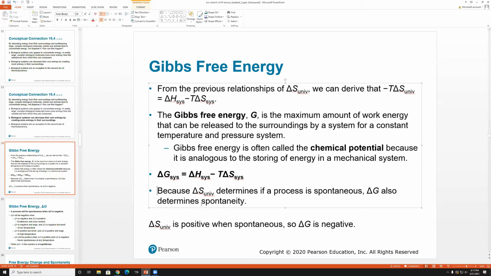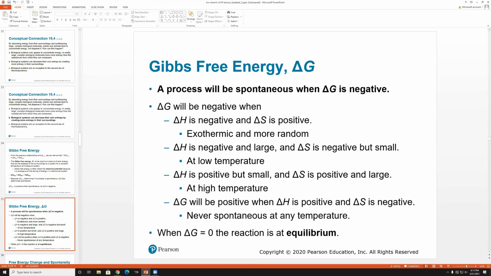And what we can say is that when delta G is negative, it's spontaneous. When delta G is positive, it's not spontaneous. That's a key thing. And we can also say a lot of other things. Delta G will be negative, meaning it's spontaneous, when delta H is negative and delta S is positive, meaning it's exothermic and random. That makes sense. Energy is being released and it creates more entropy.